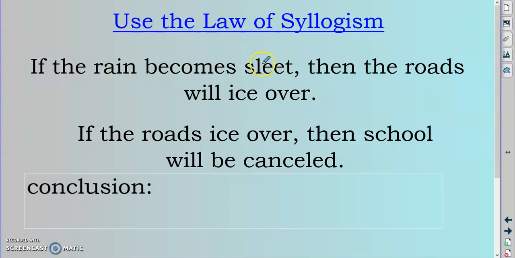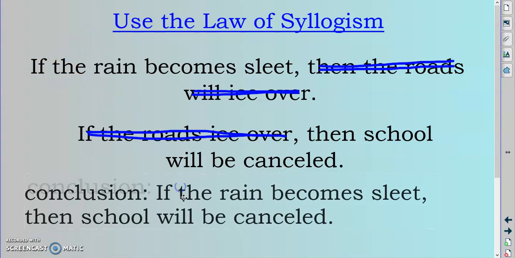If the rain becomes sleet, then the roads will ice over. If the roads ice over, then the school will be canceled. So we repeated ourselves here when we said, then the roads will ice over, if the roads ice over. So we're going to get rid of that middle man, the part that we repeated. And we're going to conclude that if the rain becomes sleet, then school will be canceled. The reason for that is because the roads will be iced over. But we can rewrite this as an if-then statement: if the rain becomes sleet, then school will be canceled.